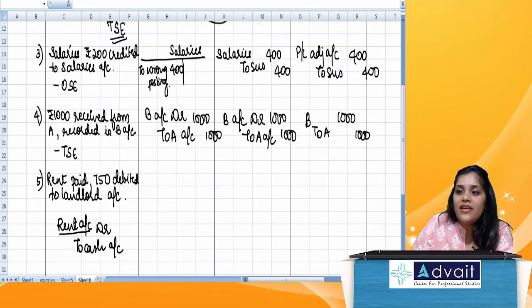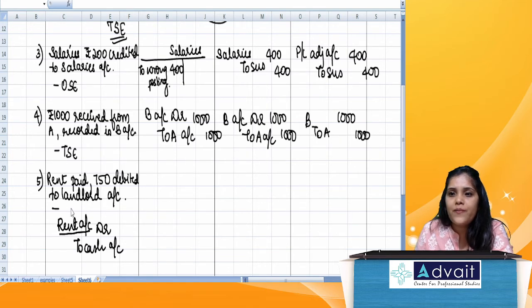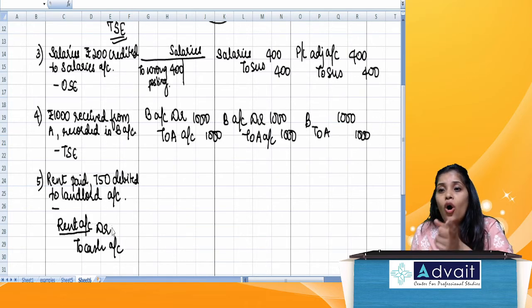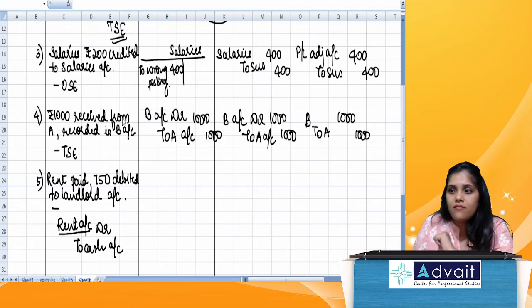Now think and tell me, is this a one-sided error or two-sided error? How many accounts are getting affected? One or two? Which account, Tejaswini? Very good, Lingesh. Tejaswini says, ma'am, only one account, that is landlord account. But Tejaswini, can I say we have wrongly debited landlord? So you should correct it, and you have not debited rent. So this is a two-sided error.